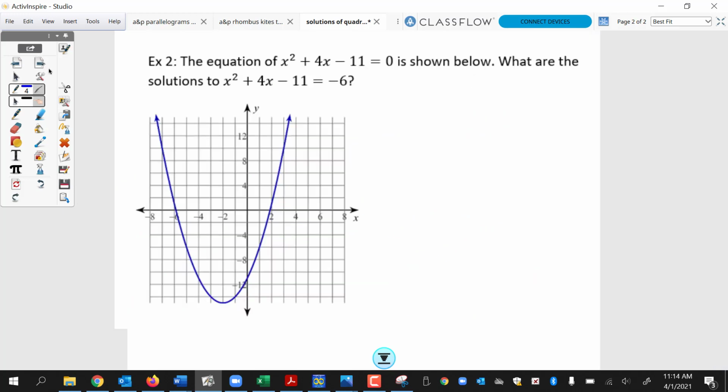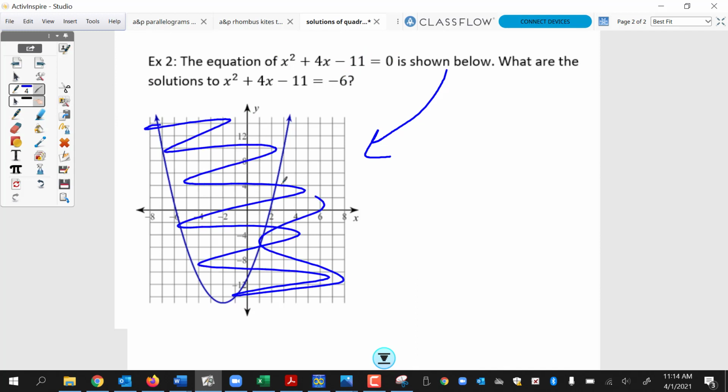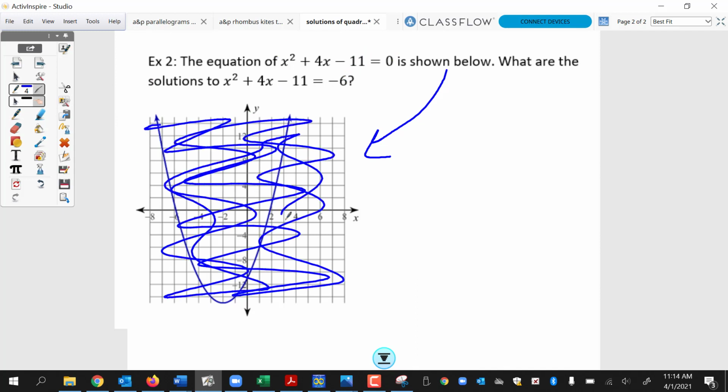One more example. Another way they like to do it is they'll say, oh, the equation right here is shown below, like on this graph. But then it says, what are the solutions to, and it gives you the same equation on one side, but instead of a 0, now it has -6. So what does that mean about this graph? That means don't look at this graph. And don't look at this equation either because they're not asking about that. They're asking about the other equation.